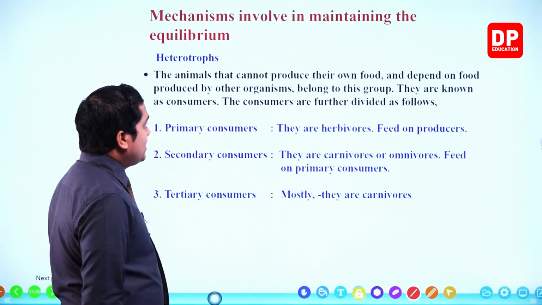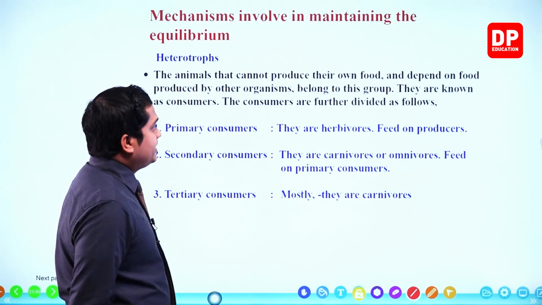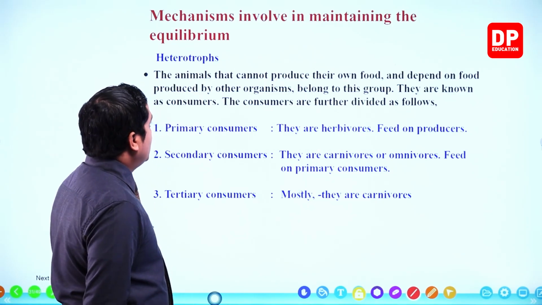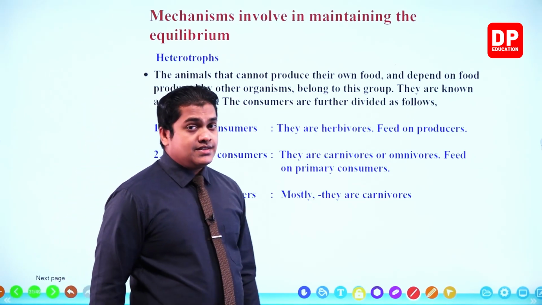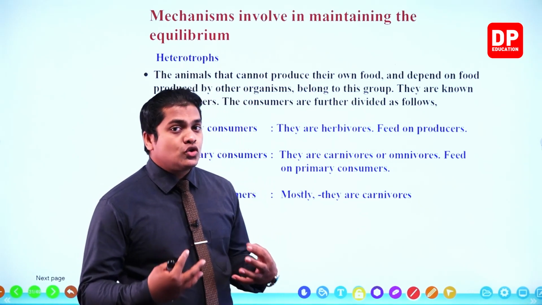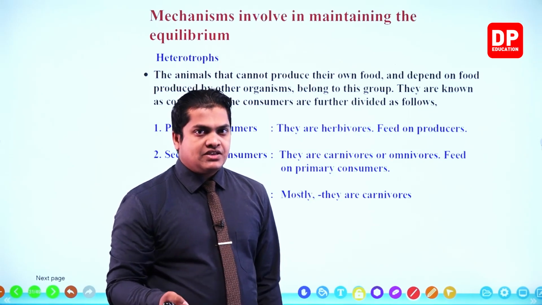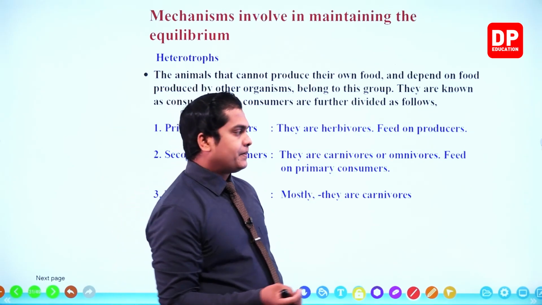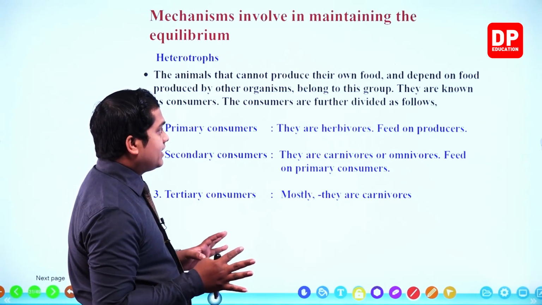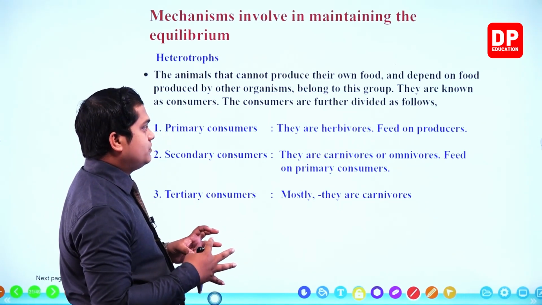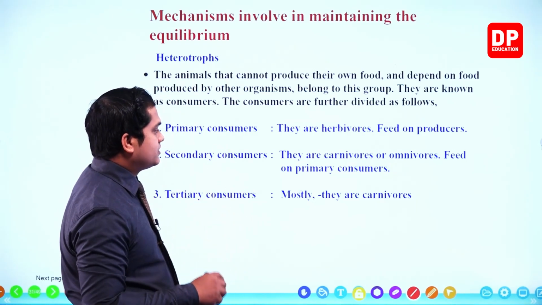So animals that cannot produce their own food, which depend on the food produced by other organisms, belong to heterotrophism. So they are known as consumers. The other specialty is that these organisms are referred to as consumers because they are the ones who are going to consume food. Consumers. Then, there are three types of consumers, right? So consumers can be divided again as follows.